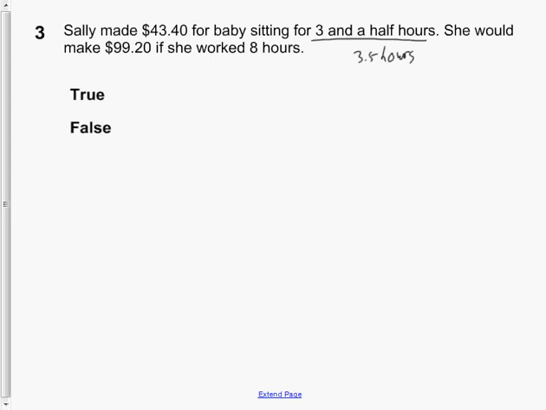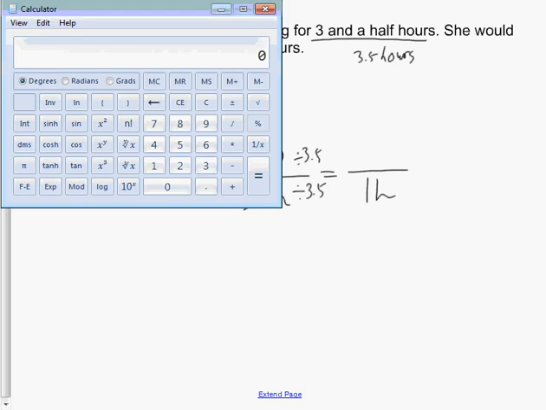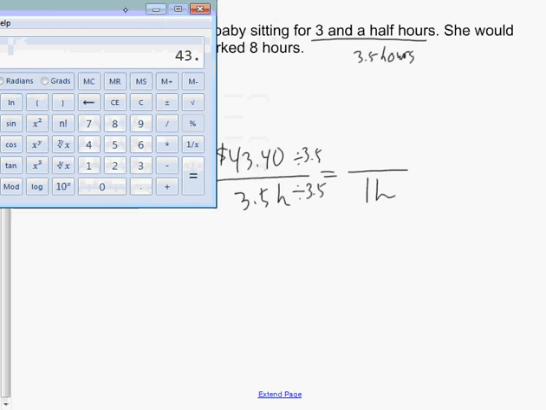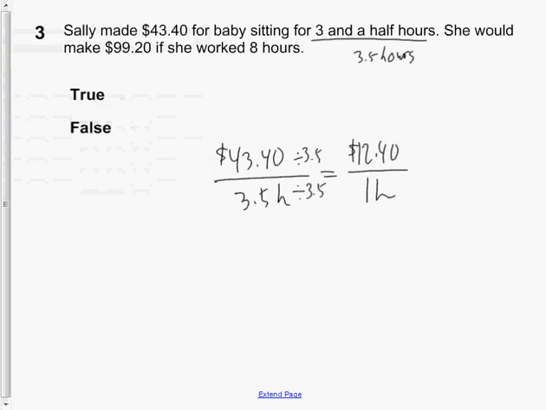So let's just double check to see what she makes as a unit rate. If I say she made $43.40 for 3.5 hours, and then I want to see how much she is making for 1 hour, I could set that up as a unit rate, and I would have to divide my second term by 3.5, and my first term by 3.5. And $43.40 divided by 3.5 would tell me that she's making $12.40 per hour.